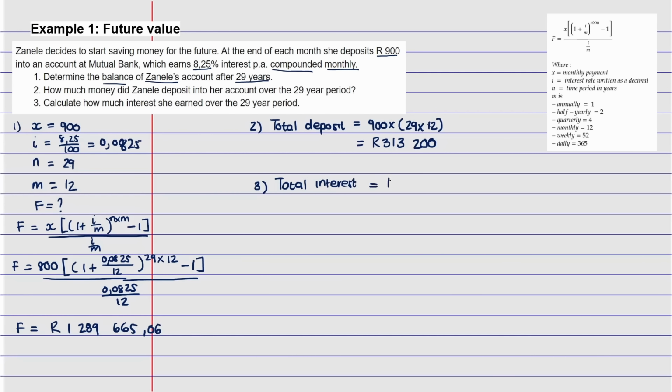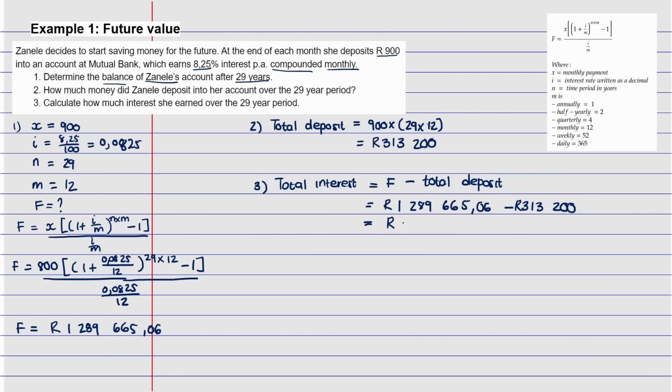It's going to be equal to F, which is the future amount, minus what? Minus the total deposit. Punch that in: the future value is not going to be 1,000, it's going to be a million. So it's 1,289,665.06 minus 3,313,200. Subtract that and punch it into the calculator.